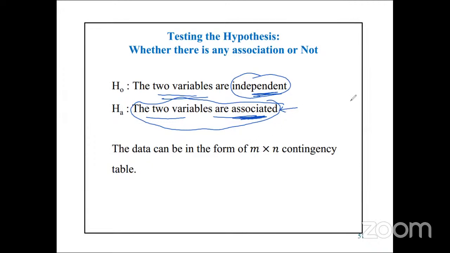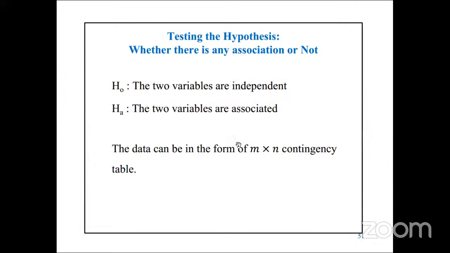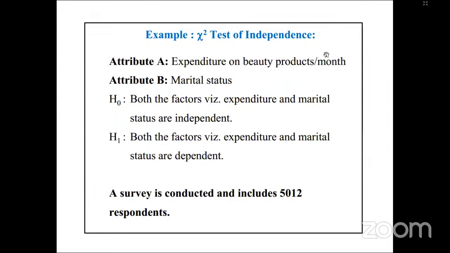So here I have given you an example of a 2 by 2 contingency table, but your table can in general have any number of rows and any number of columns. That is known as an M by N contingency table. So let me have one example here.